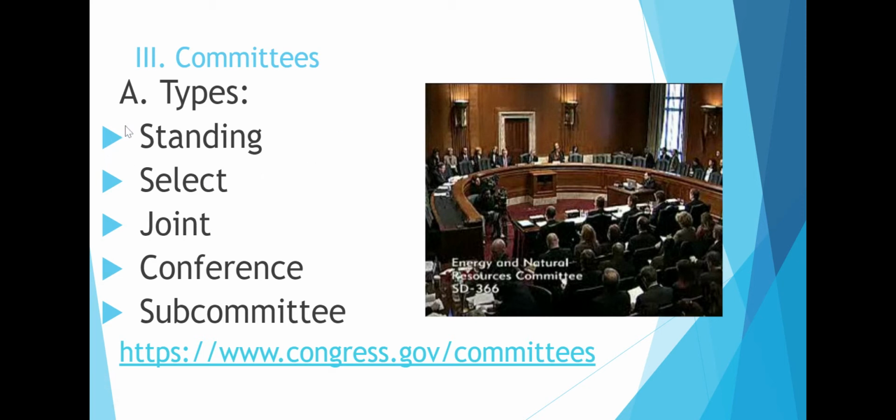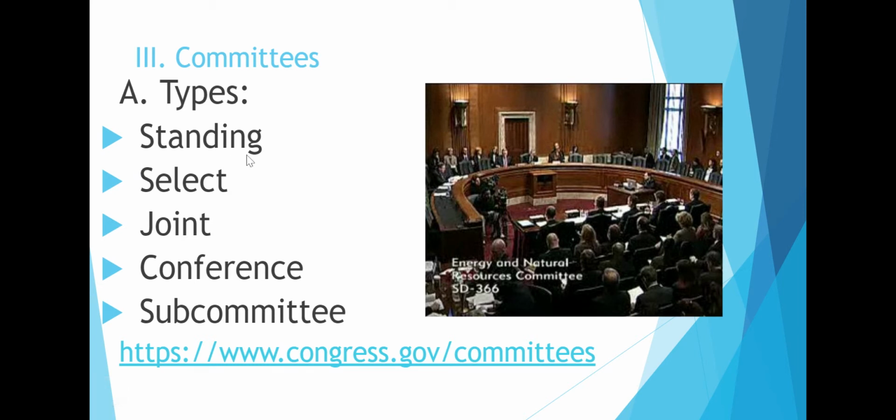These are the committees that deal with bills. If a bill gets proposed, the Speaker of the House or the Senate Majority Leader will assign it to a relevant committee to be worked on. And we'll go through what that process looks like in a moment. So standing committees are very important, very powerful. The examples of committees that we're going to look at, most of them are standing committees.